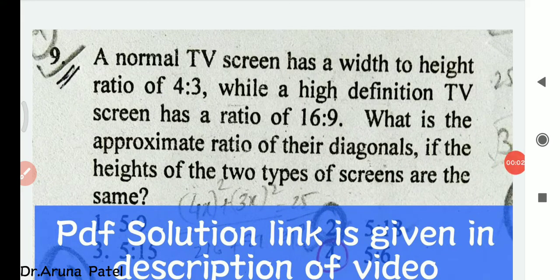Hello everyone. Today we are going to discuss some more questions of December 2016. So this is question number 9.